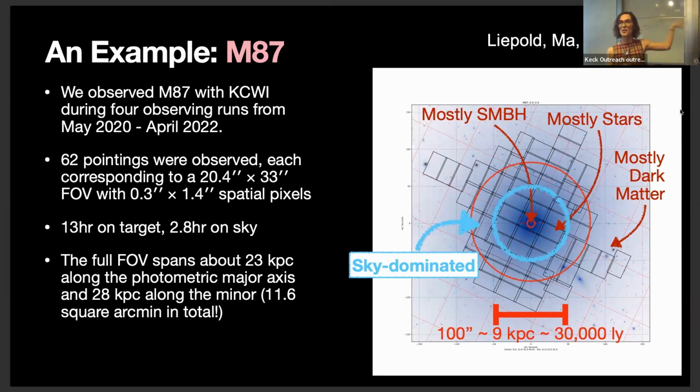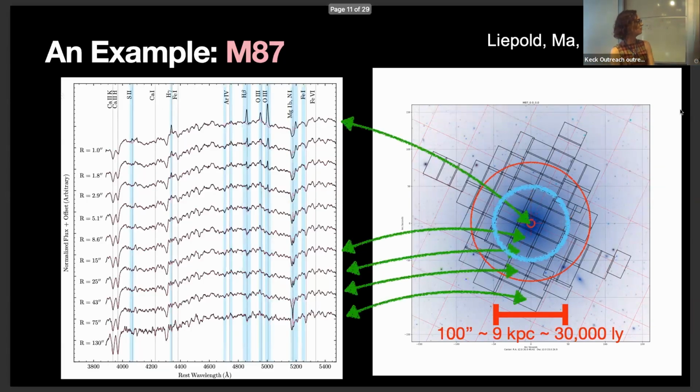We looked at it from 2020 to 2022. We used it in a mosaic sense, where we built up this enormous picture of the galaxy that's roughly 23 kiloparsecs by 28 kiloparsecs, or about 100 arcseconds by 150 arcseconds. In total, about 13 hours on target, 3 hours on sky. And with this, we build out this extremely exquisite picture of the galaxy. I also want to point out that most of those pointings are actually below the sky level, which makes it, of course, extremely tricky. You have to be really careful about your sky subtraction.